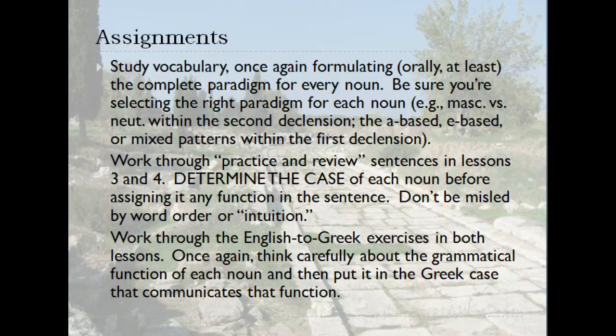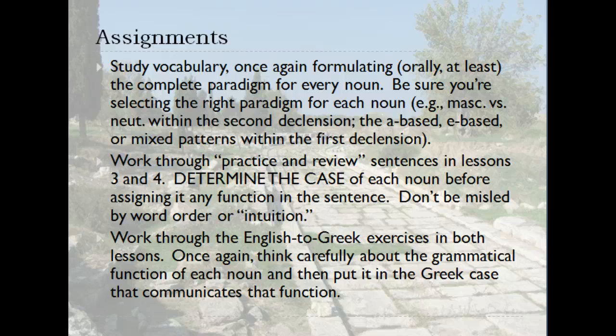Within second declension, within lesson 4, make sure you're following the masculine or the neuter paradigm as required by the gender of the noun. And incidentally, that is clearly signaled in the vocabulary because the masculine nouns are given in the vocabulary ending with the syllable os, omicron, sigma. And it also will have the single letter omicron with the rough breathing, ha, after it. That is the nominative singular form for masculine nouns.